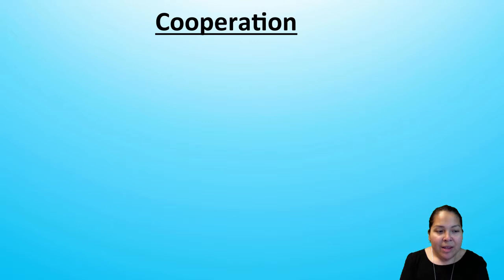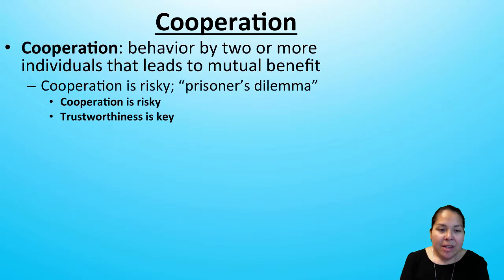Other ways of interacting with people include cooperation. Cooperation is a behavior between two or more that leads to some mutual benefit for both parties. This can be thought of as in the case of crime shows like Law and Order, where the investigator or cop is interrogating both suspects and tries to pit one against the other in order to get a confession. This is known as a prisoner's dilemma.